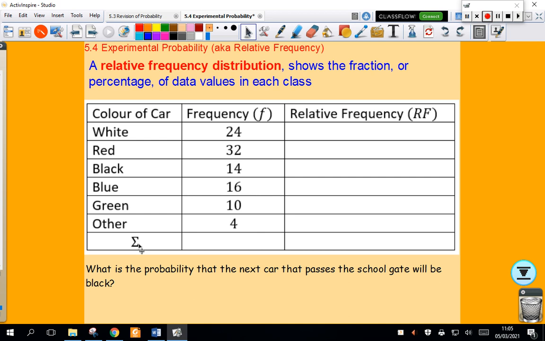And down here I have this symbol. This is the Greek letter capital sigma, and that generally means the sum of everything. So essentially we're looking at totaling everything up. This is the total.